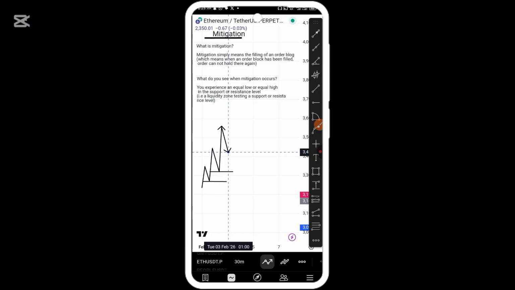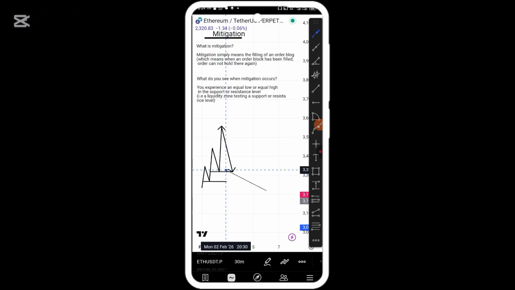But what we are working on is this thing is coming down to this point, and it stops here. What happened here now? What happened here is what we call mitigation. Why is it mitigation? This particular chart line comes to fill this particular order block here. Are you getting me? It comes to fill this particular order block.